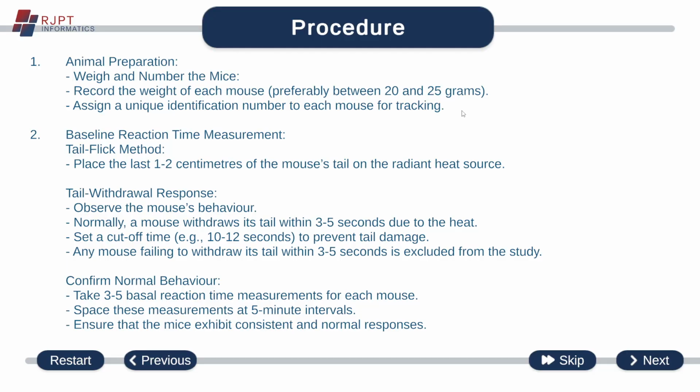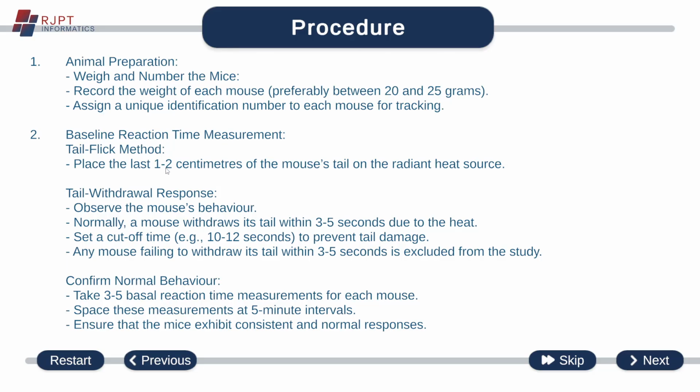Now, let us see the procedure of this experiment. At first, we have our animal preparation. We have to prepare our animal. We have to weigh and number the mice. Then we have to record the weight of each mouse and assign a unique identification number to each mouse for tracking. Now then, baseline reaction time measurement.